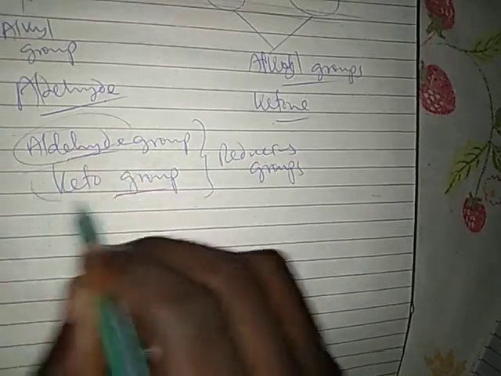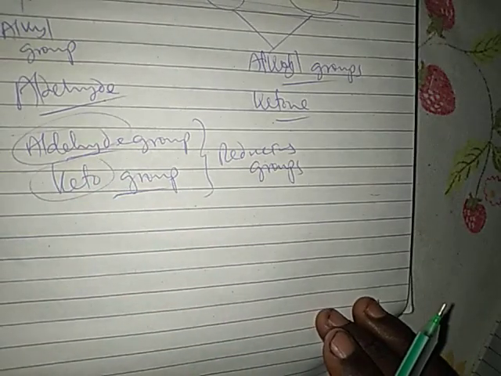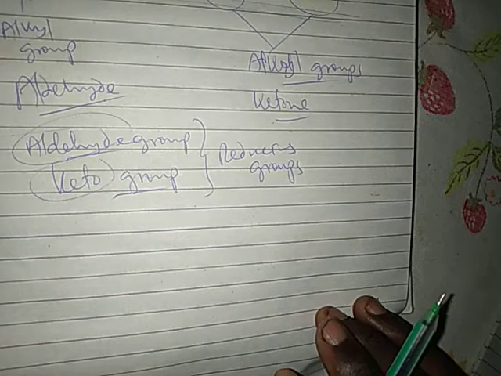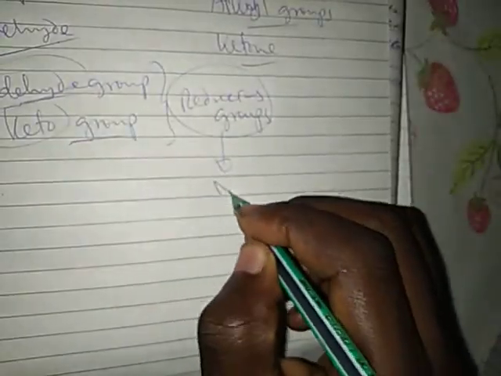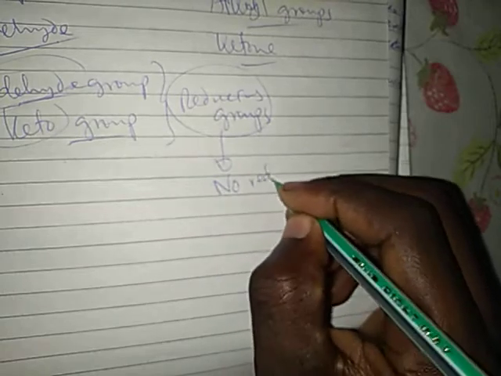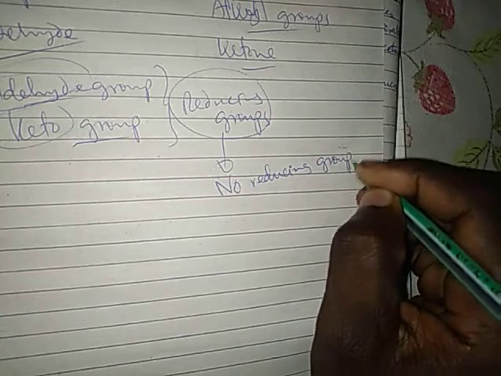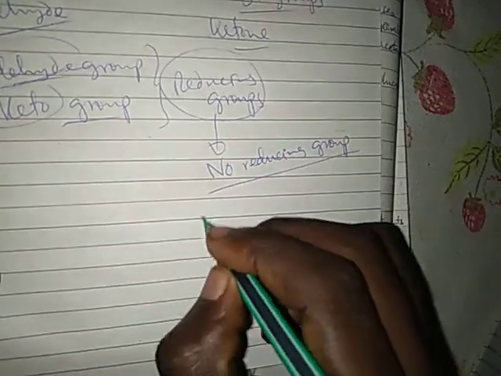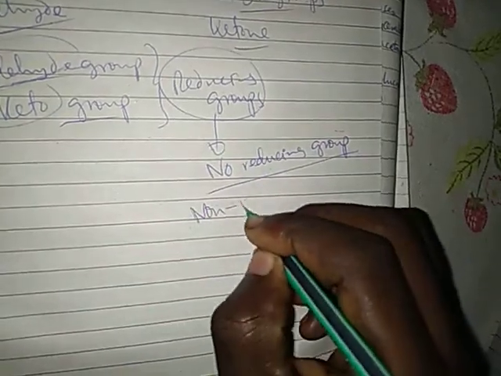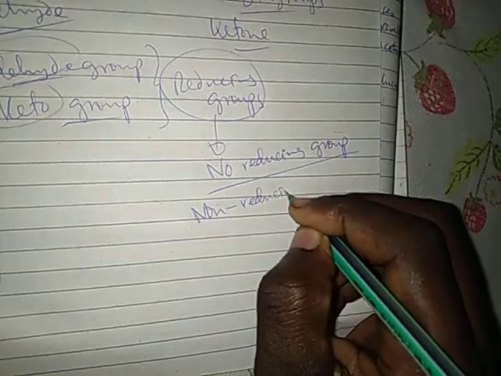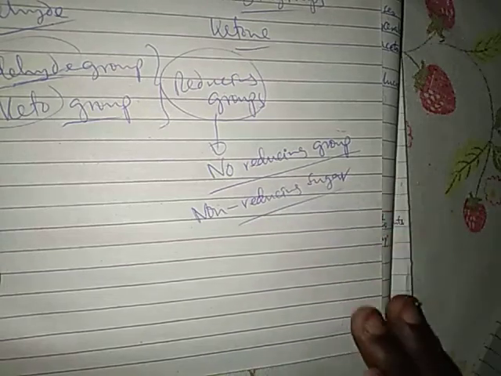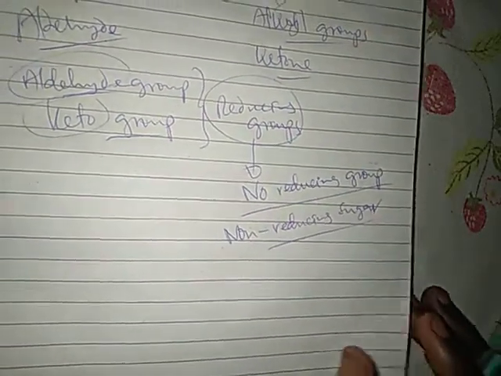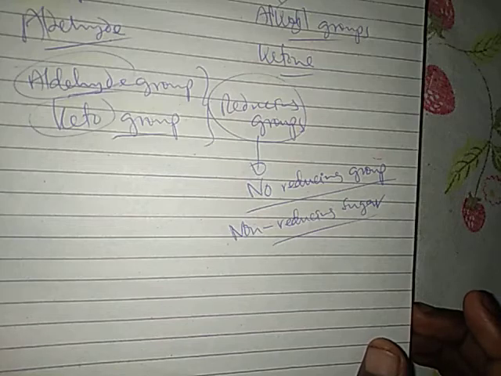In some of the disaccharides, when two monosaccharides combine, aldehyde or keto groups from both sugars are used in bond formation. And if they are used in bond formation, then what will happen? There will be no reducing group. If there is no reducing group, then the sugar is called a non-reducing sugar.